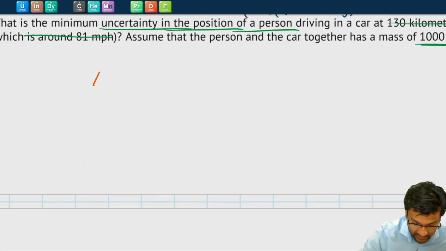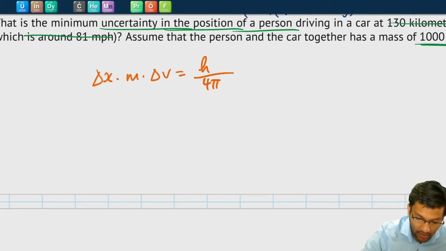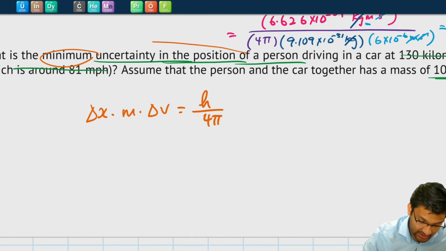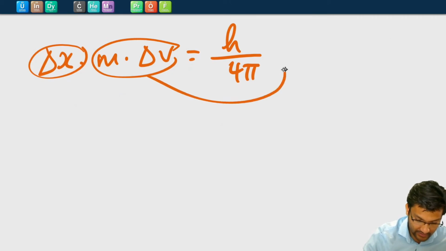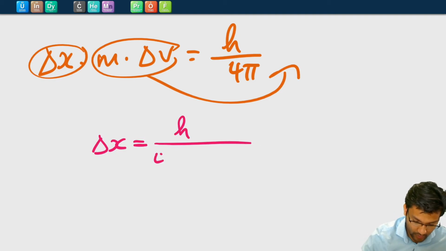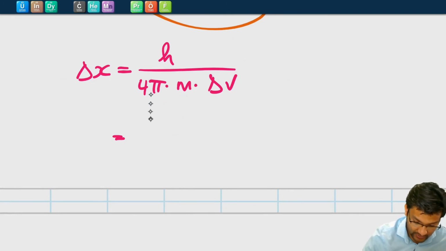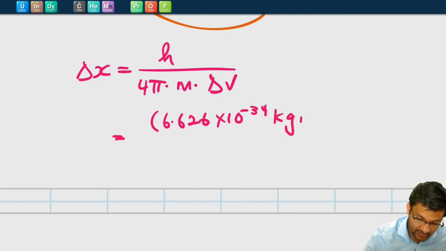Okay, so let's look at this. Again, we know that the uncertainty in the position times the mass times the uncertainty in the velocity is greater than or equal to h over 4 pi. But we're calculating the minimum uncertainty, so we can set this equal to h over 4 pi. We want the uncertainty in the position, so that's delta x. So let's put everything else over on this side of the equation. Then we'll get delta x is equal to h divided by 4 pi times m times delta v. So now we just need to plug things in, right? h we know is 6.626 by 10 to the minus 34 kilogram meters squared per second.